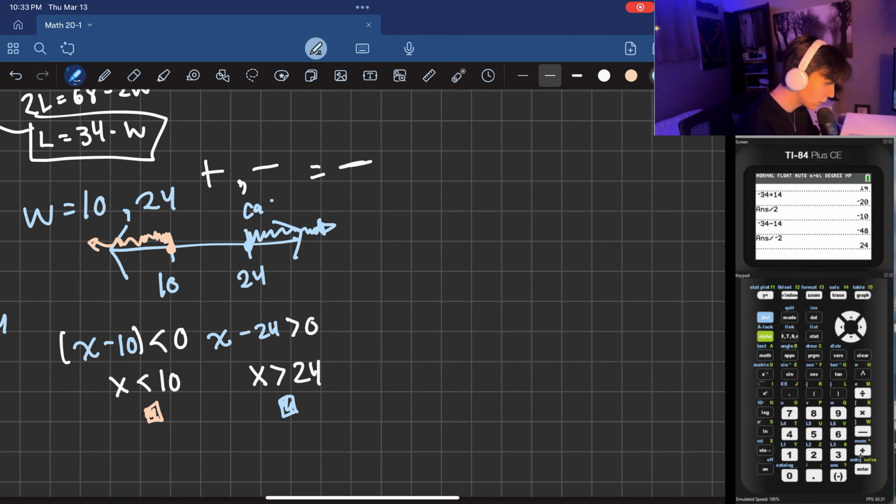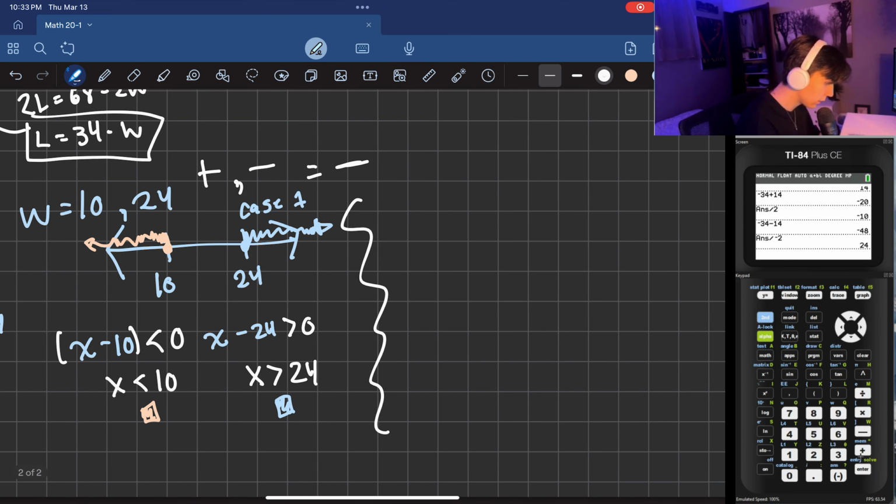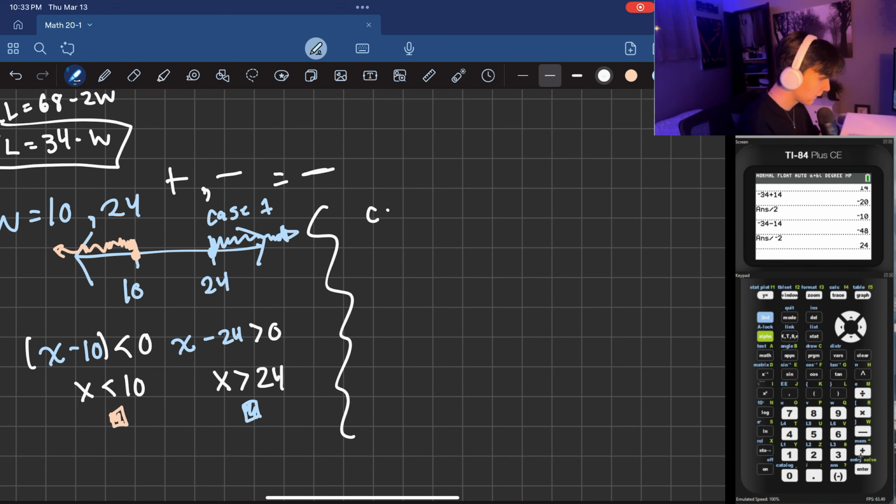And then we have anything that's greater than 24 on the other side of this number line. So we're going to have a number line that looks like this. And as you can see, this first case does not net us any solution. So now we're going to move on to case 2.